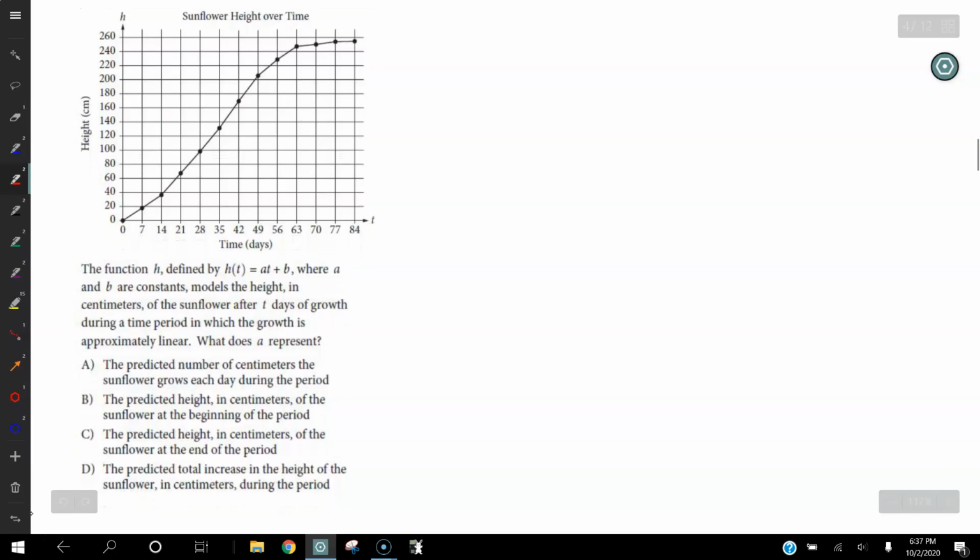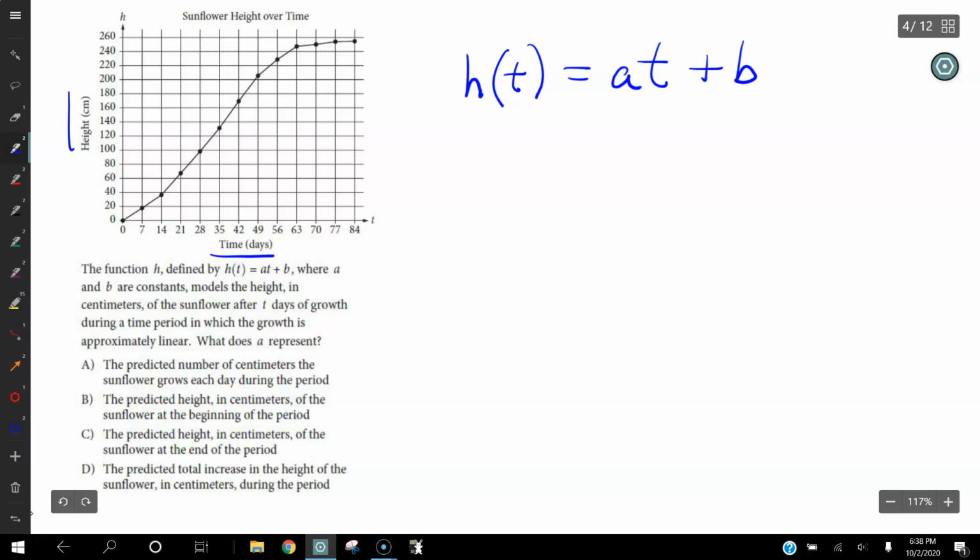Number 4, looks like we have a graph. Always look and see what the axes are. So it looks like we have time on the bottom, and then we have height over here on the side. And the function h is defined, h of t. So let's write this. The height as a function of time is a times t plus b. A and b are constants, which means they're numbers, and that models the height. T is the days of growth.